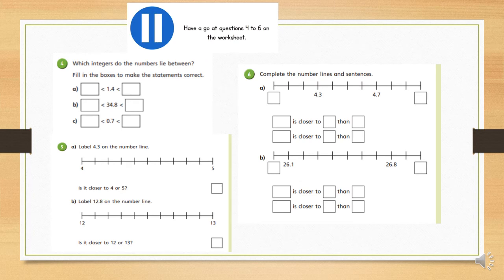So what you need to do now is pause the video and have a go at questions 4 to 6 on your worksheet. Remember, the crocodile always eats. Remember, this is our crocodile. Crocodile always eats the bigger number. It's a very strange one-eyed crocodile, but still. Crocodile always eats the bigger number.